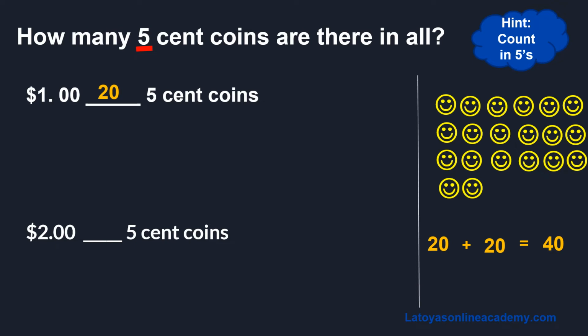Now, this is repeated addition. So instead of adding 20 and 20 to get 40, we can multiply 20 by 2. Let's begin. 2 times 0 is 0. And then we're going to say 2 times 2 is 4. We are still getting 40. So there are a total of 40 5-cent coins in $2.